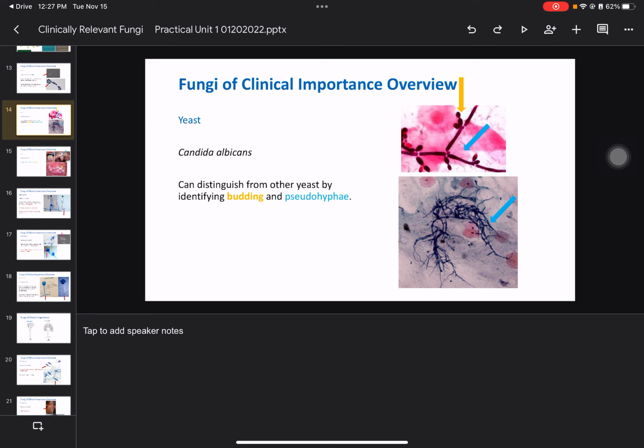Yes? In the lower picture, are the buds the pink ones, and the hyphae the black ones, or are the black ones the buds? On the top picture, they're more easily discernible. On this picture right here, most of this is hyphal elements. There are some buds, but they're really hard to distinguish, tiny little black ones. Yeah. I would never show you this when I show you something like that.